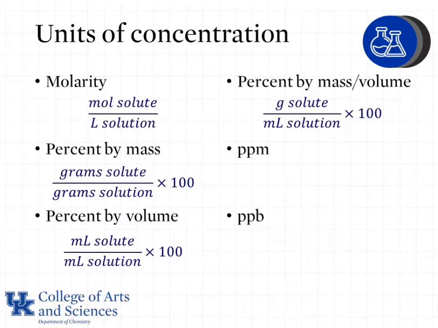The next 2 units are ppm, or parts per million, and ppb, or parts per billion. We will set up formulas for these that look very similar to percent by mass, because percent is parts per 100. When we look at ppm, we see grams of solute over grams of solution times a million. However, we will look at this in a slightly different form.